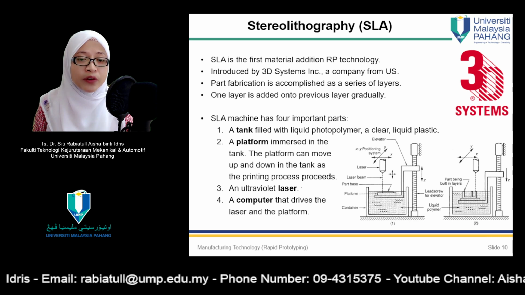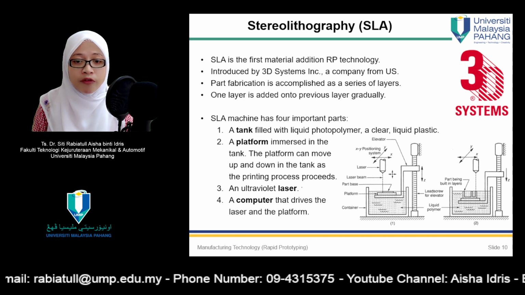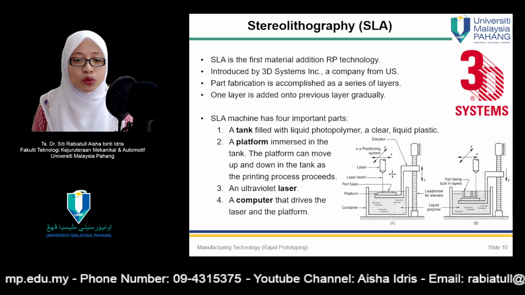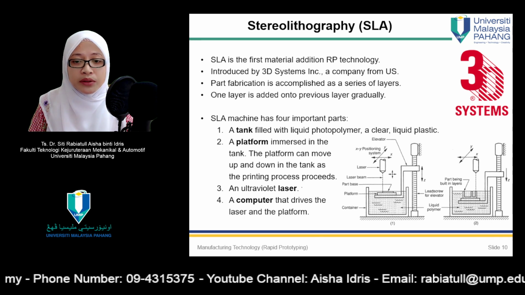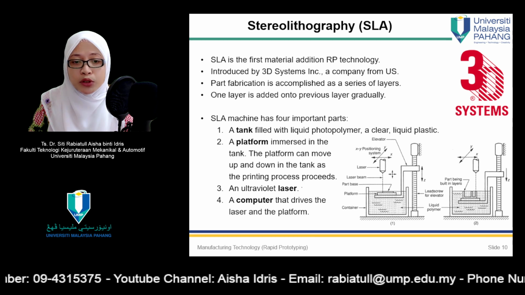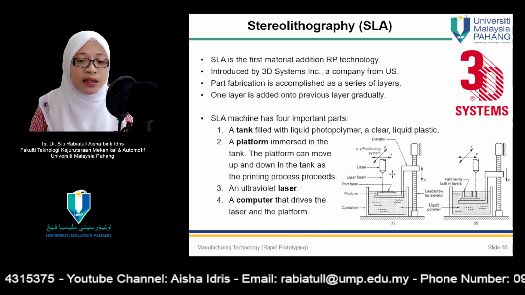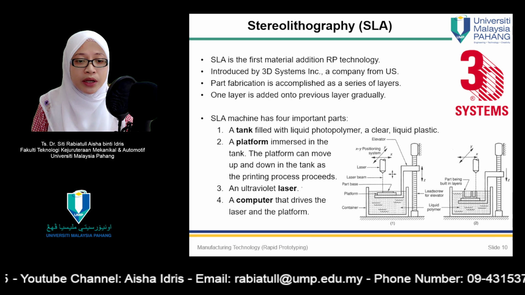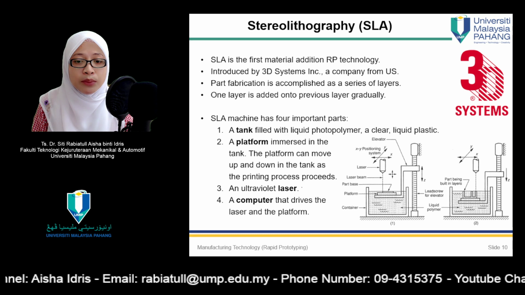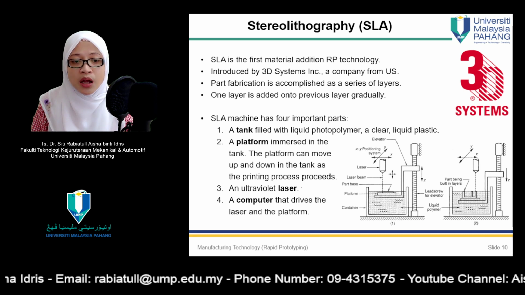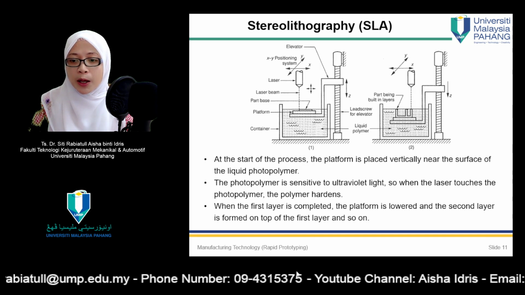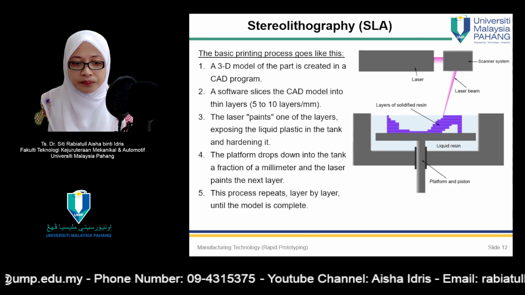Stereolithography is a process for fabricating a solid plastic part out of photosensitive liquid polymer using a directed laser beam to solidify the polymer. The general setup for the process is illustrated in figures one and two. Part fabrication is accomplished as a series of layers in which one layer is added onto the previous layer to gradually build the desired three-dimensional geometry. The part fabricated by SLA is illustrated here.